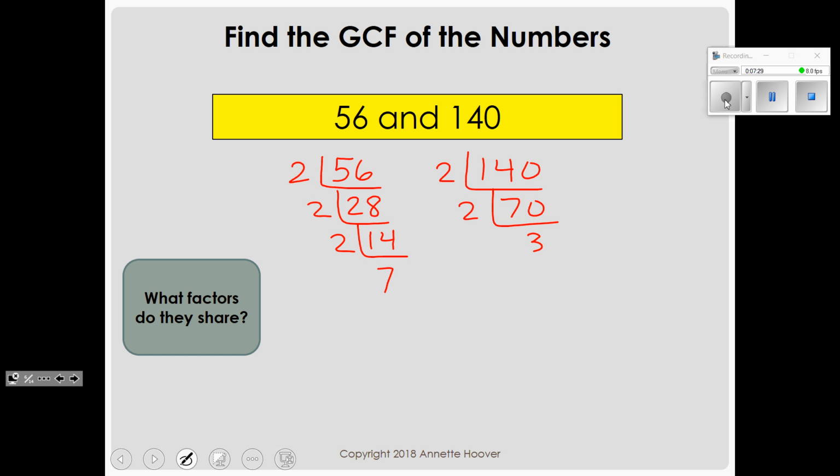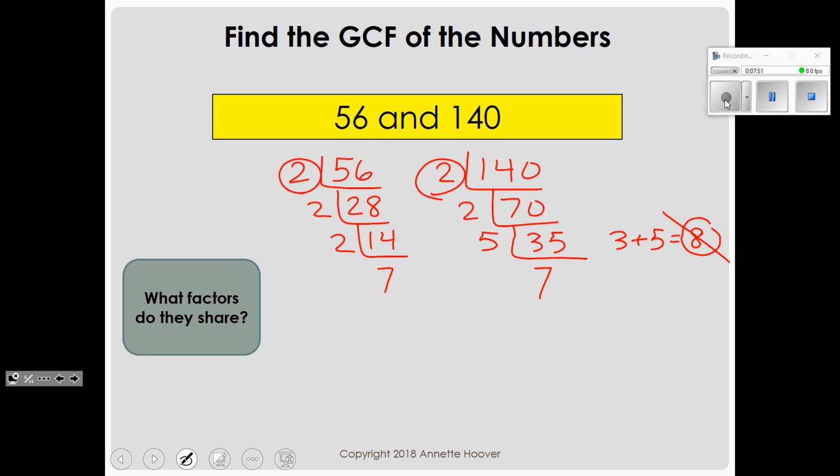70 is divisible by 2. Now when we get to 35, that is not even, so it's not divisible by 2. If I find the digital root and add 3 plus 5, that is 8. 8 is not divisible by 3, so that means 35 is not divisible by 3. The next prime number is 5. 5 times 7. What do they share?